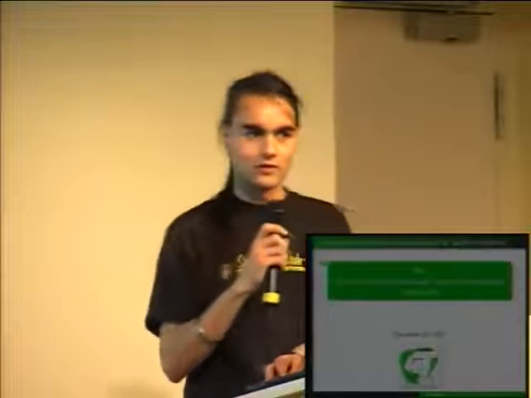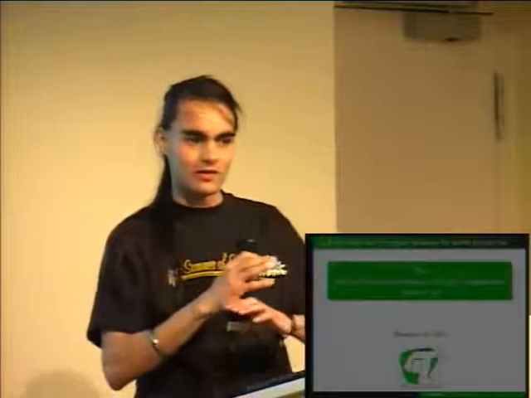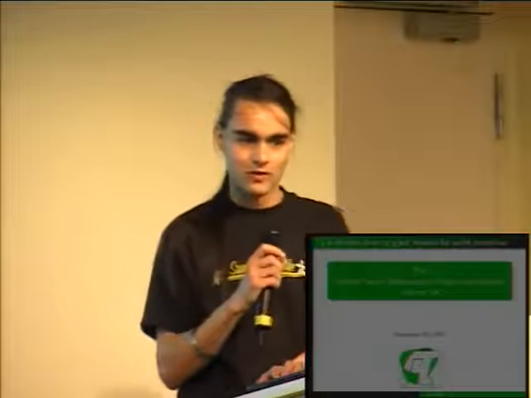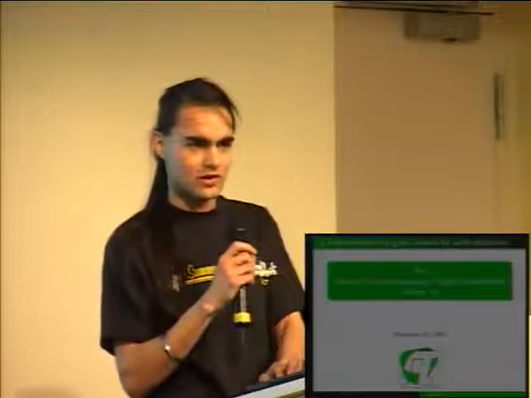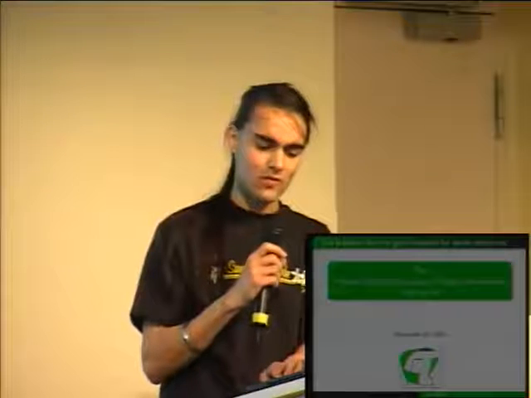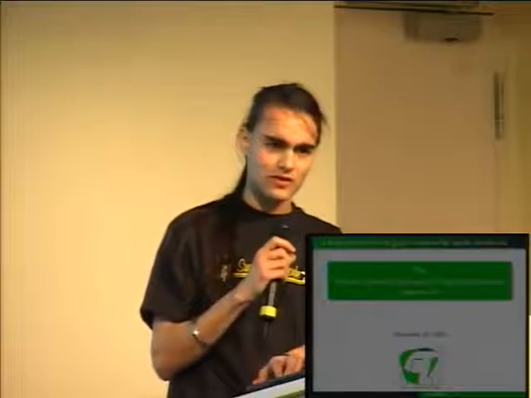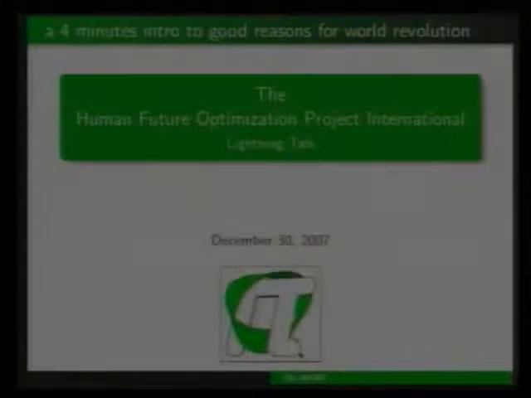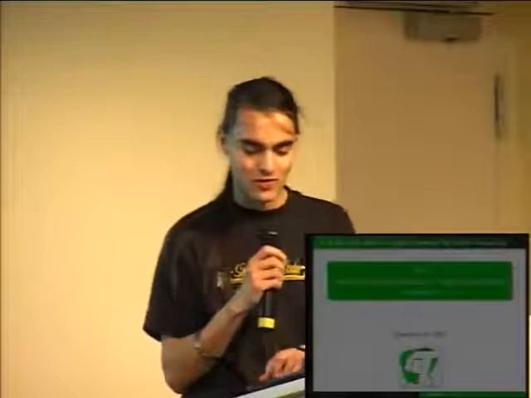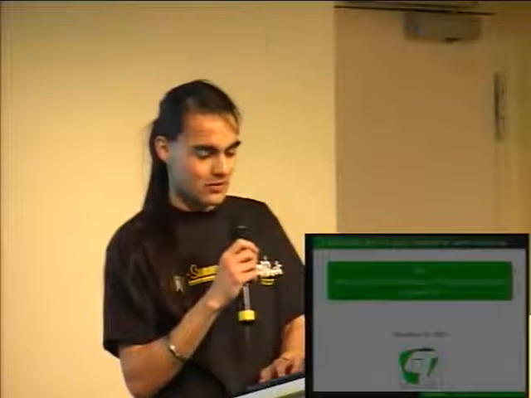World revolution is a term you all know: demolish the system and make a new system, which is quite a thing people do not like because change is something that scares people. So world revolution is not something that scares them less. But actually, I think it's a good thing to do a clean slate implementation of a world governance system. And so we set up the Human Future Optimization Project International. The funky name is because it has pi in its name and pi in the logo, and so it fits.